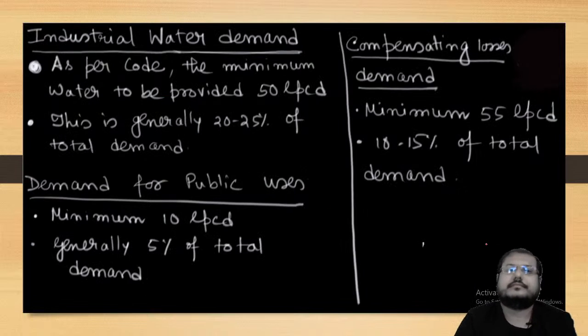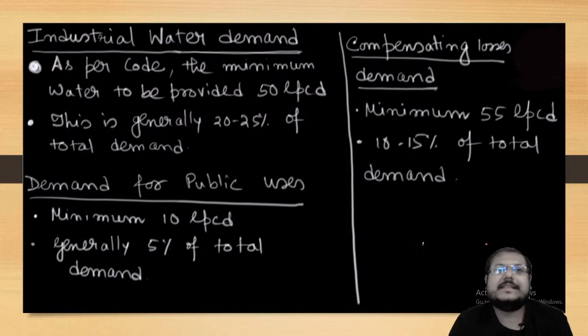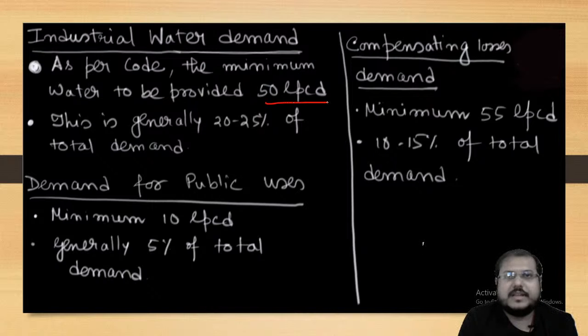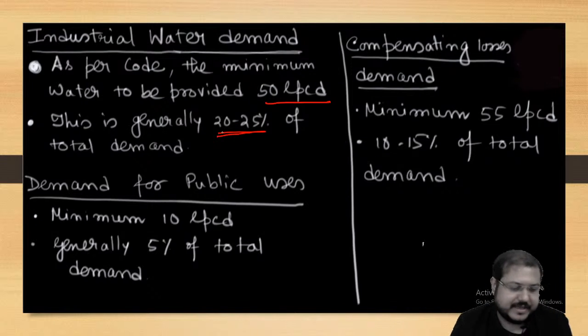Now we're going for the industrial water demand. Here two points we need to remember. Generally 20 to 25% of the total demand, and minimum 50 LPCD of water has to be assigned. The 20 to 25% can increase, it can be lesser also, but generally it will happen.